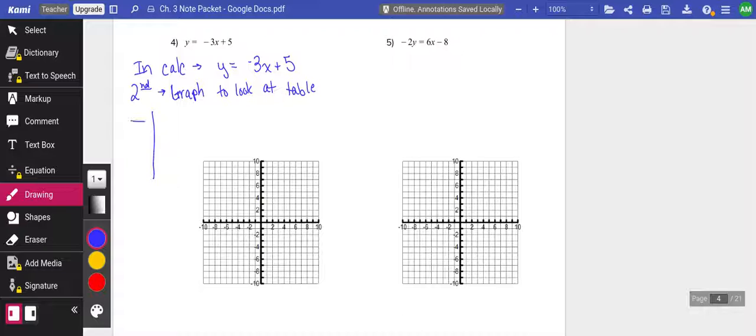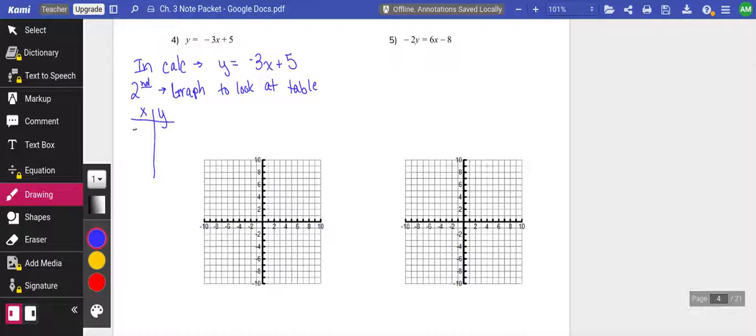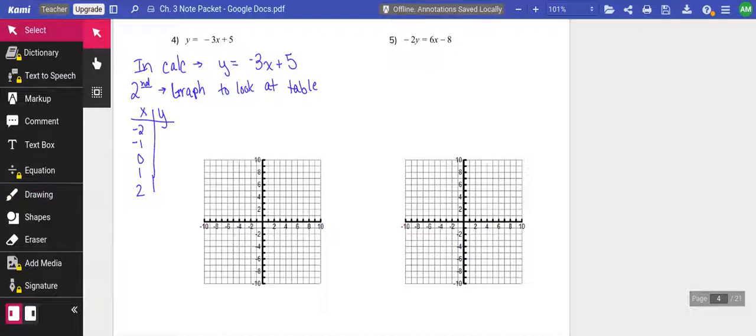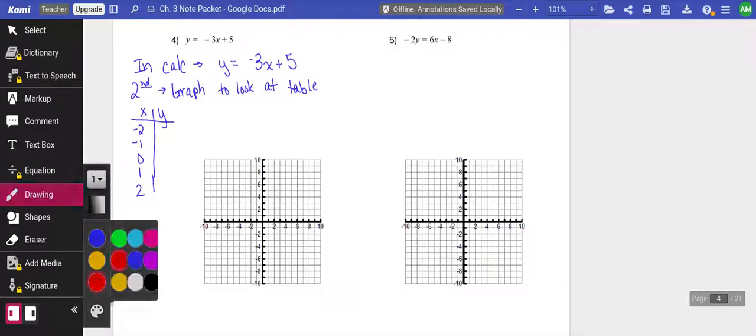When I look at my table of values, the numbers that I like to look at in my table always start at -2, -1, 0, 1, and 2 because I like to get some where x is negative and some where x is positive to draw my line. So when I look at my table, well, I'm gonna graph this.